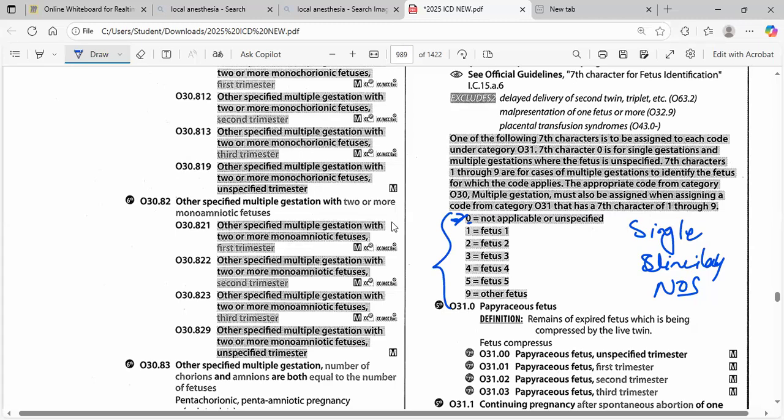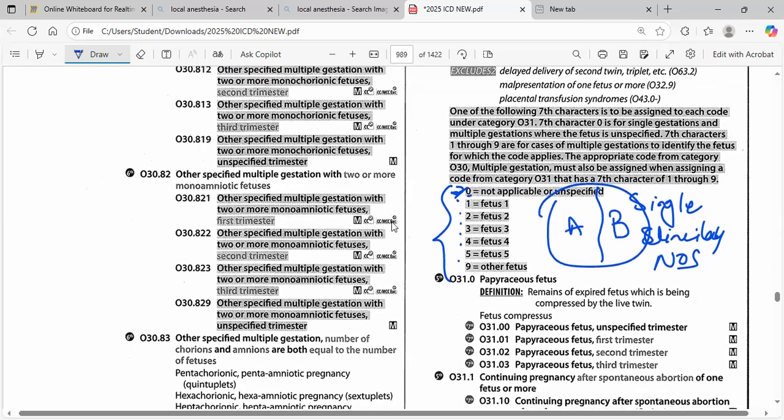You have to use seventh character 1, 2, 3, 4, 5 based on the fetus affected. It will not represent how many fetuses the patient has. It will just represent which one is affected. So let's say the patient has two fetuses, fetus A and fetus B, and the condition is in fetus B. Your seventh character would be 2 because fetus B has the condition.